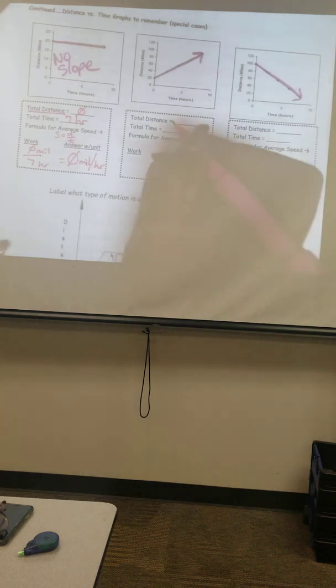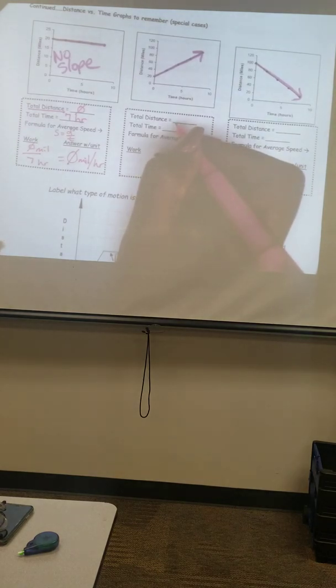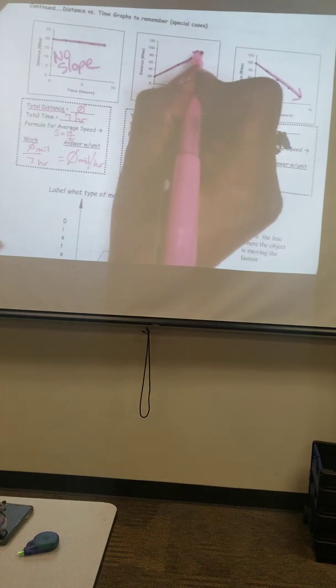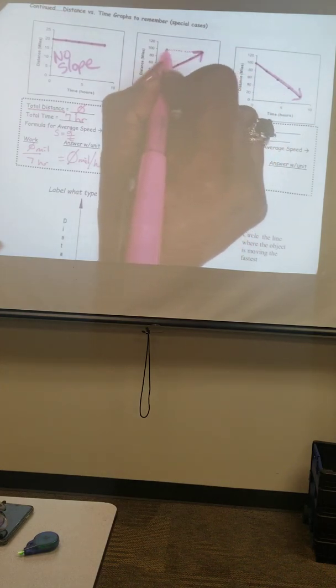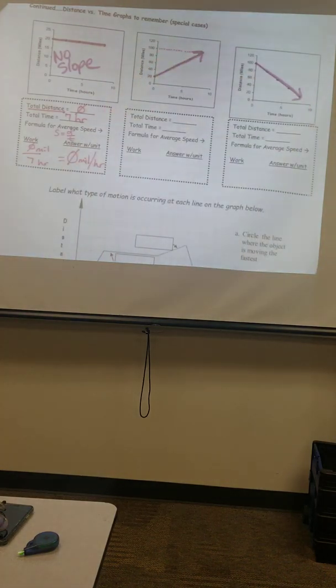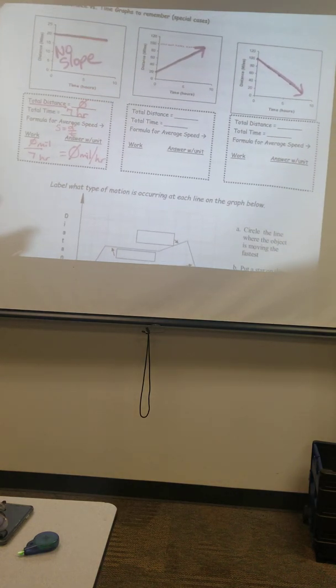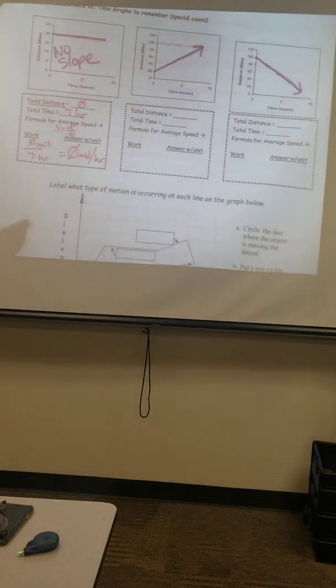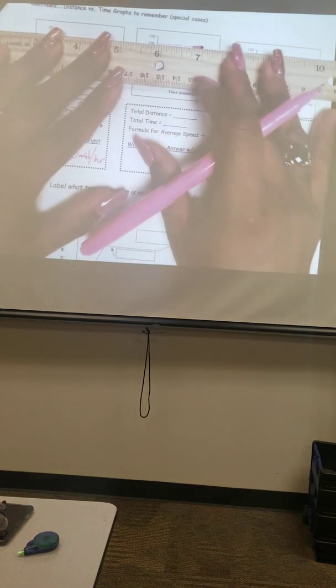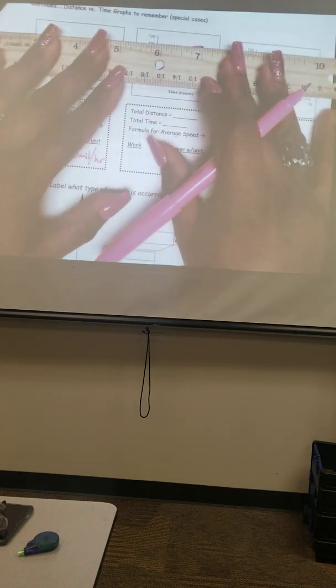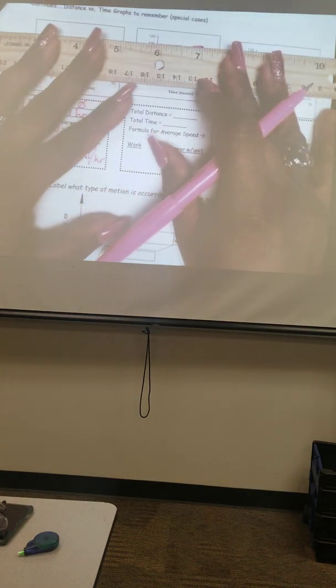Let's look at this direct relationship graph over here, though. They asked me, what is the total distance? So my total distance over here, let's see. Wyatt, what is it? 115? 110? I can get my ruler. Just round it to 100. 100, please.